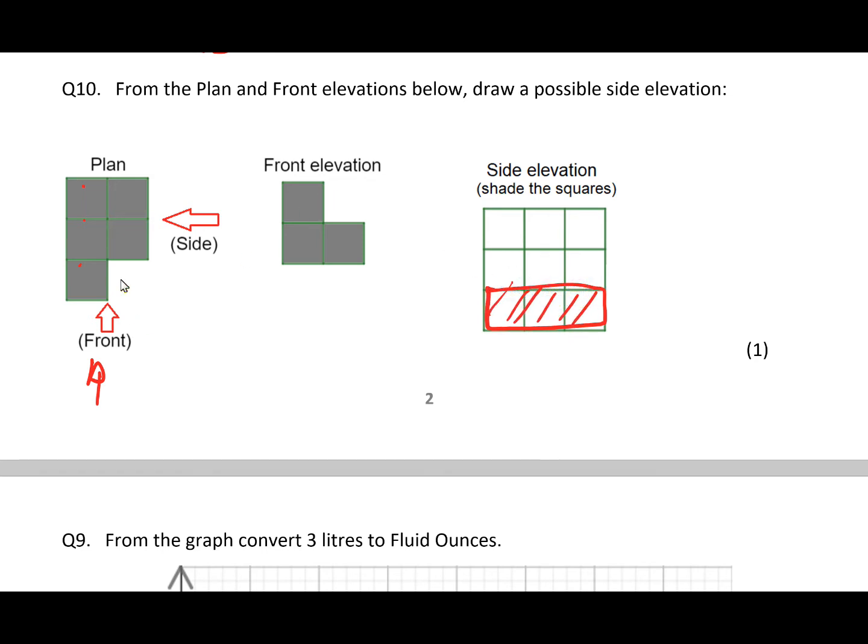Now, the front elevation would say there's at least one of the squares that's sticking up. So I could put a square there, and that would be right. There could also be a square there, that would be right. And there could also be another square on top of this one, which would make this one correct. So any of those 3 diagrams will get you the mark. So this one here, or this one, including this, or this one here. Any of those 3 diagrams will get you the side elevation mark.